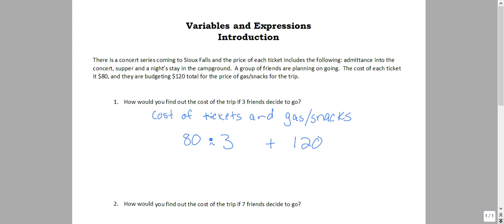In algebra, we really don't like using that multiplication sign anymore, so I'm actually going to rewrite this to say 80, and I'm going to use parentheses around the 3, because that parentheses with no operation in between the 80 and the 3 mean I'm multiplying them. And I still have to add on that 120. Well, going back to the problem, it says, how would you find out the cost of the trip? It's not asking us how much it's going to cost. So this is our answer. How would we do that? We would multiply 80 times 3, and we would add 120.